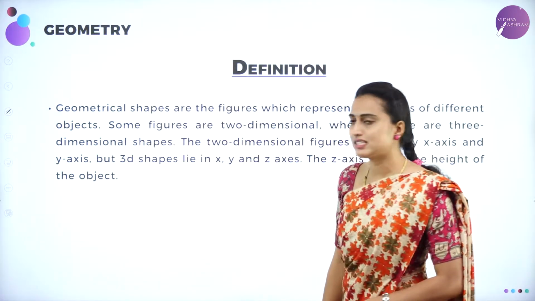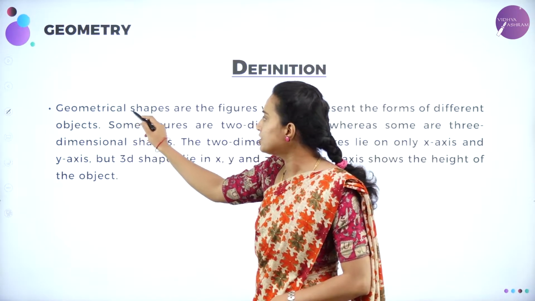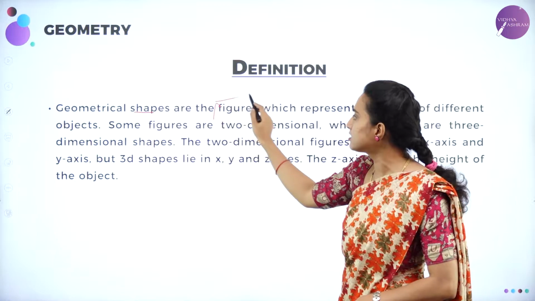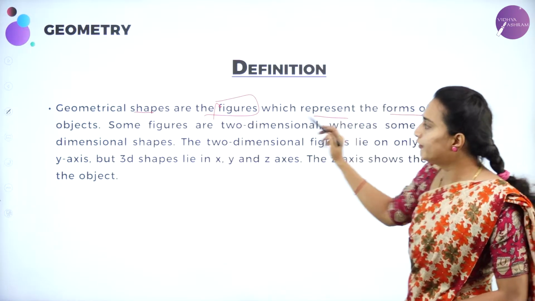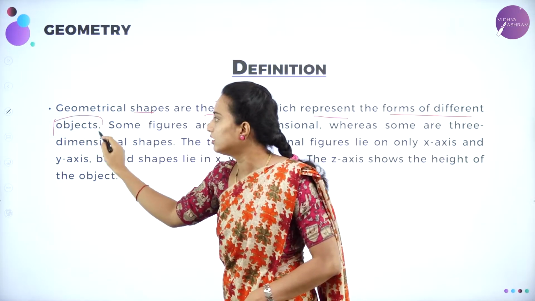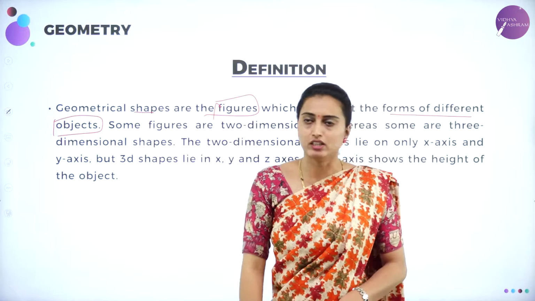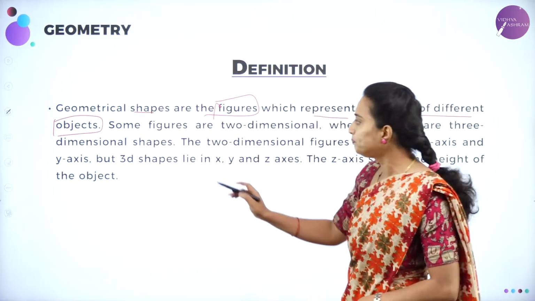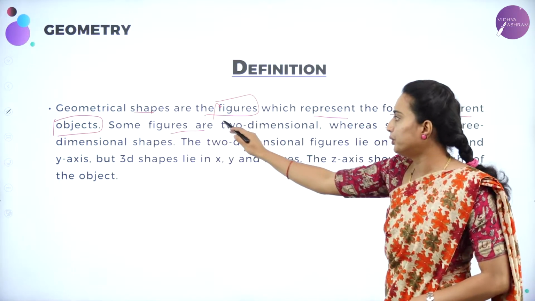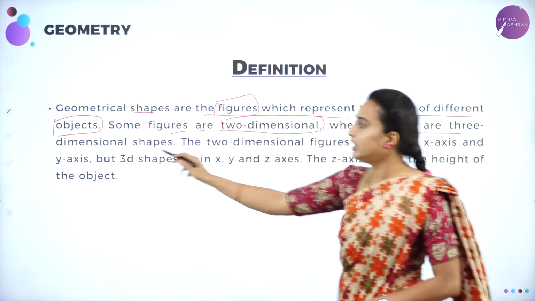We'll move on to the next. What is the definition of geometrical shapes? Geometrical shapes are the figures which represent the form of different objects. In day-to-day life, you are going to see different kinds of objects. That representation is nothing but geometrical shapes. Some figures are 2-dimensional, whereas some are 3-dimensional.